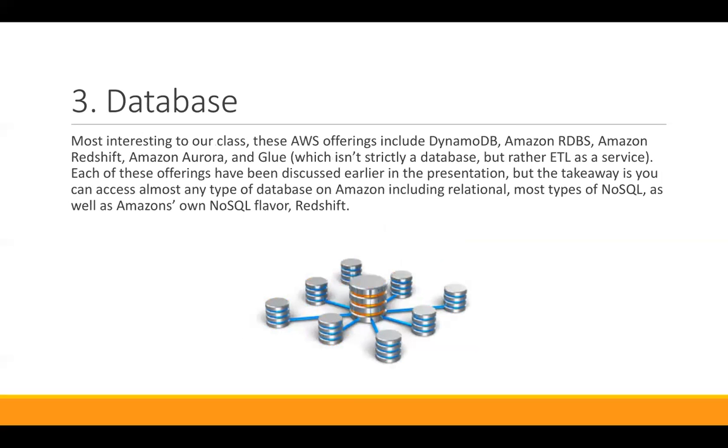3 is database. So most interesting to our class, with no bias, but these AWS offerings include DynamoDB, Amazon RDS, Amazon Redshift, Amazon Aurora, and Glue, which isn't strictly a database, but rather ETL as a service. Each of these offerings has been discussed earlier in the presentation, but the takeaway is you can access almost any type of database on Amazon, including relational, most types of NoSQL, as well as Amazon's own NoSQL flavor and Redshift.